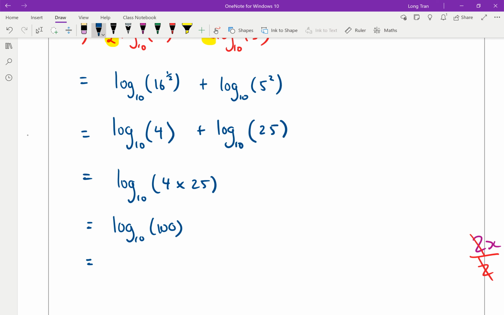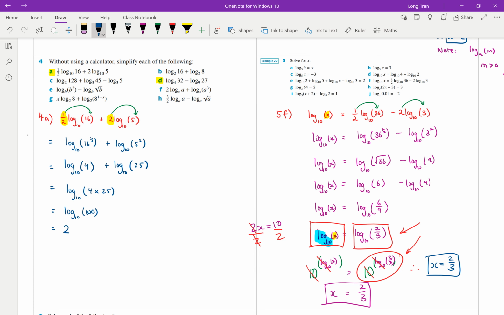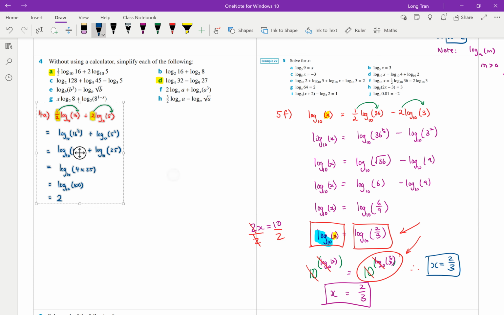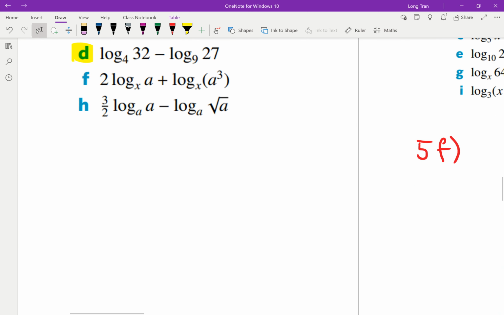And if we understand what logarithms mean, this is saying 10 to the power of what is equal to 100. And hopefully you know that it's 10 to the power of 2. So that's why log base 10 of 100 is equal to 2. I'm going to make this a bit smaller just so I have more space. There you go, so we've done A. Let's have a look at D.